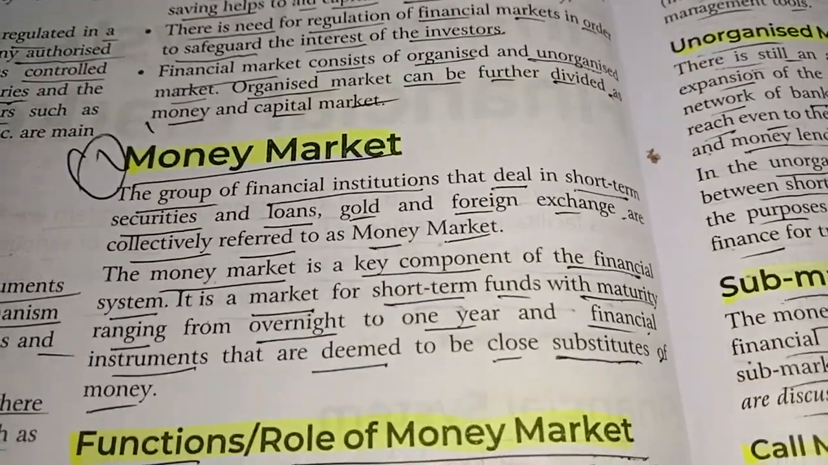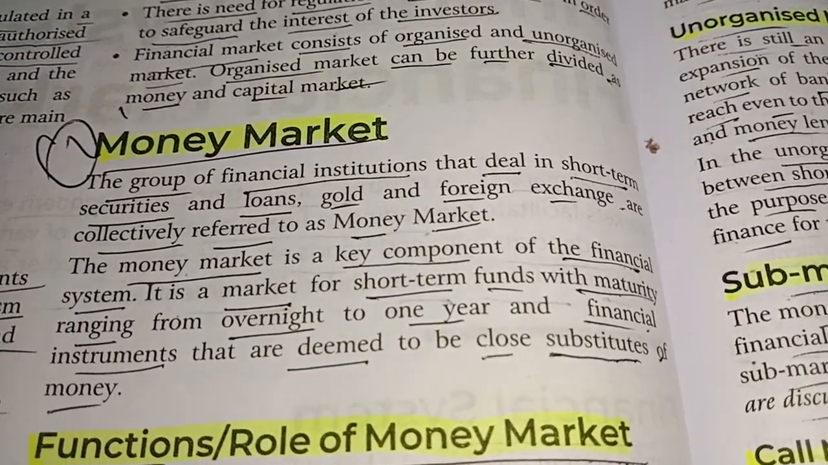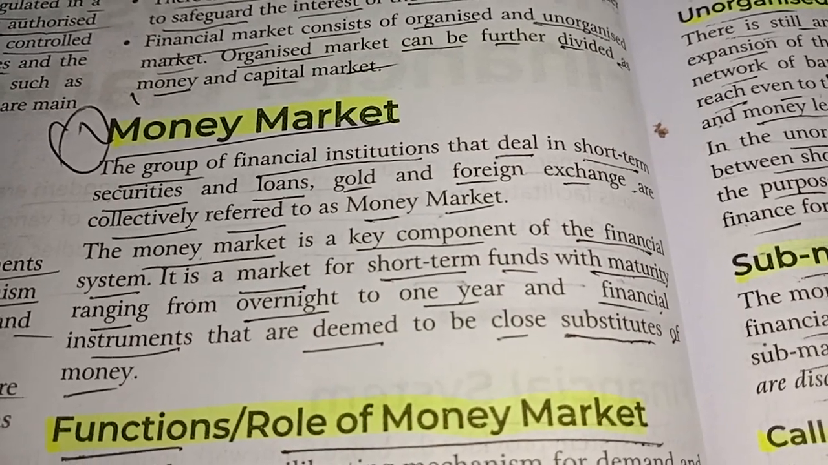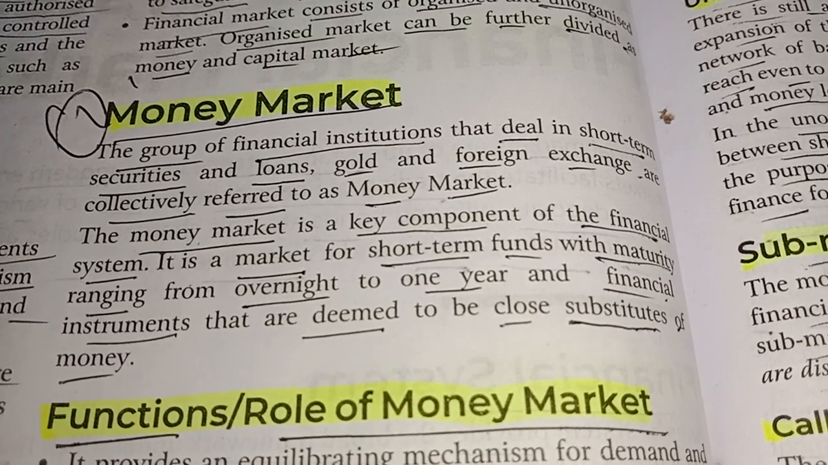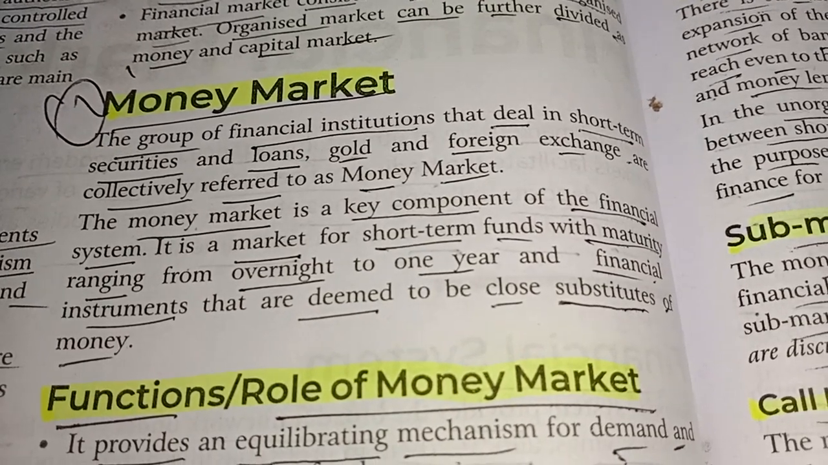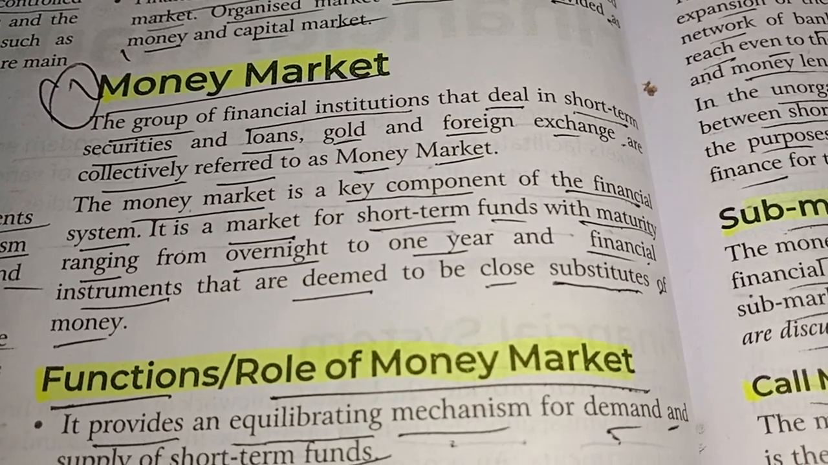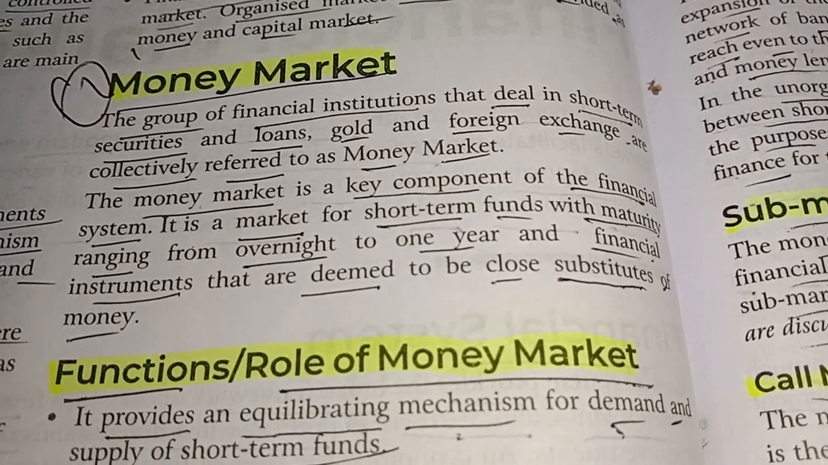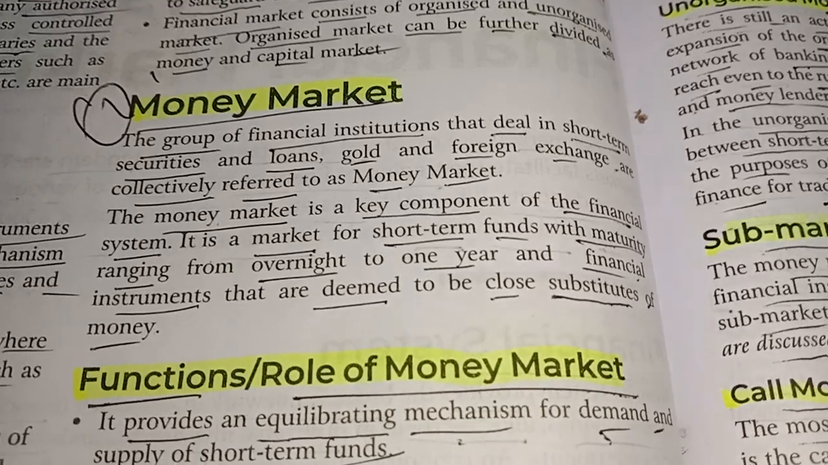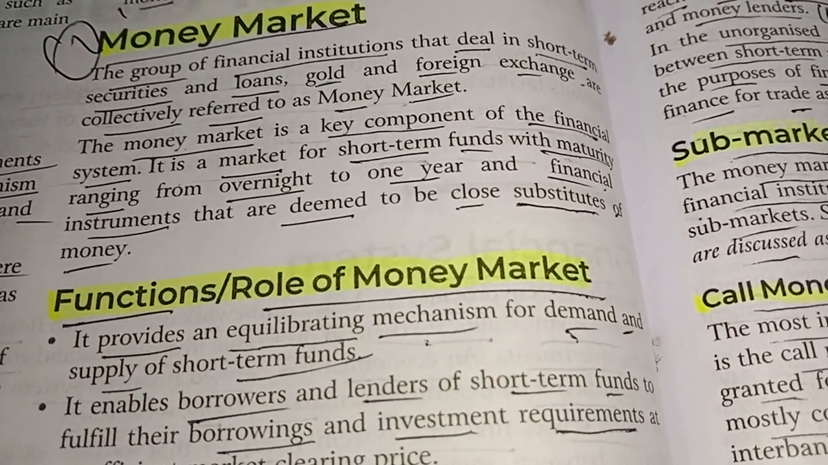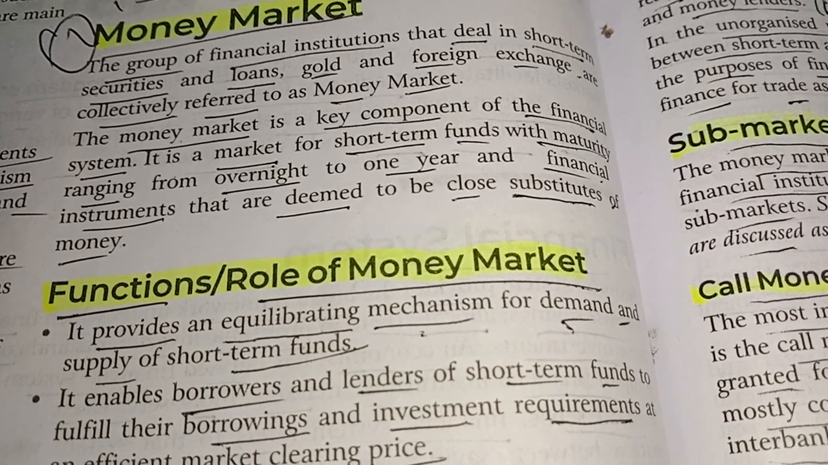Money market. The group of financial institutions that deal in short-term securities and loans, gold and foreign exchange are collectively referred to as the money market. The money market is a key component of the financial system. It is a market for short-term funds with maturity ranging from overnight to 1 year and financial instruments that are deemed to be close substitutes of money.